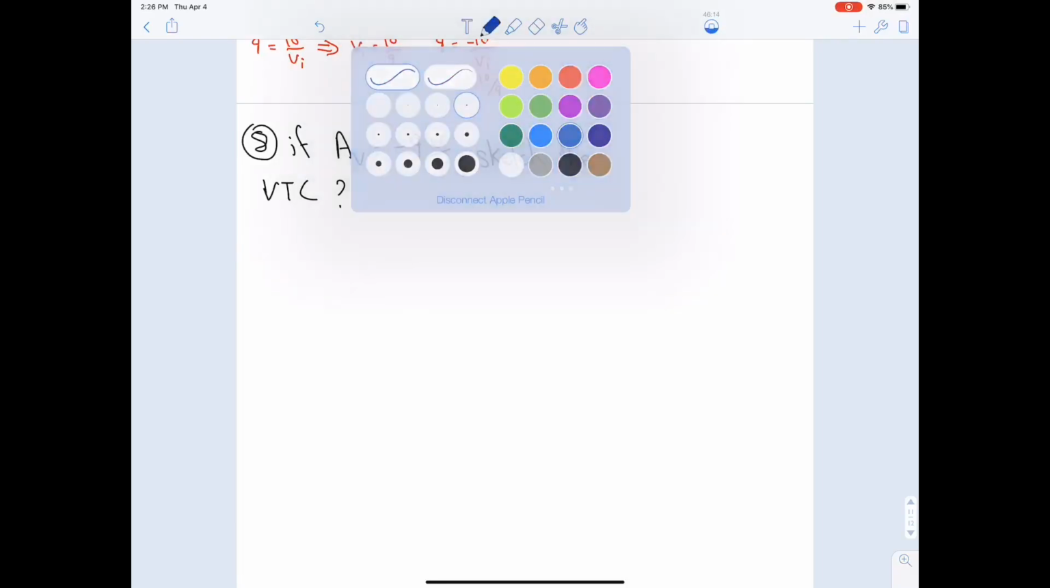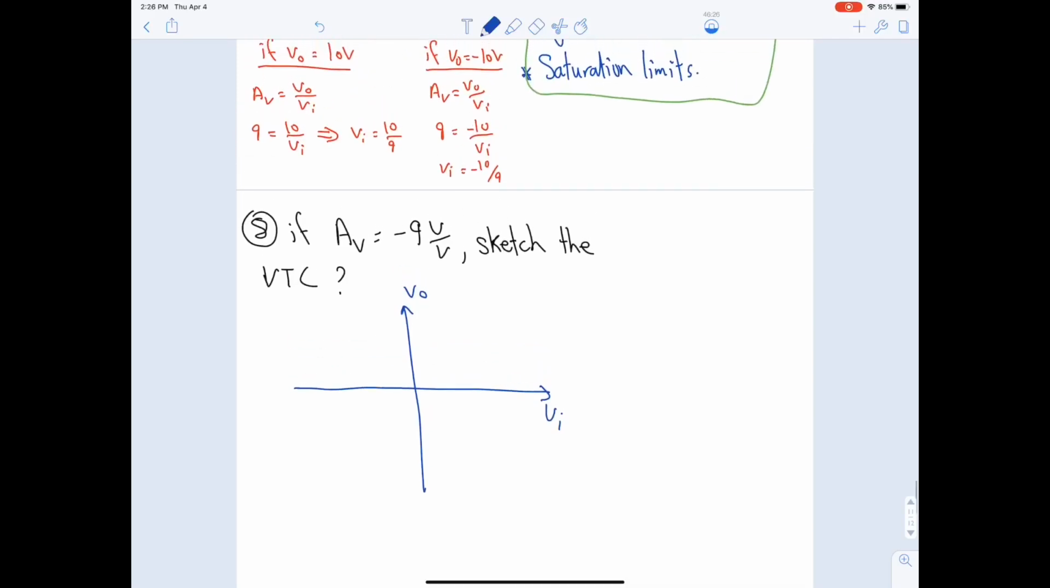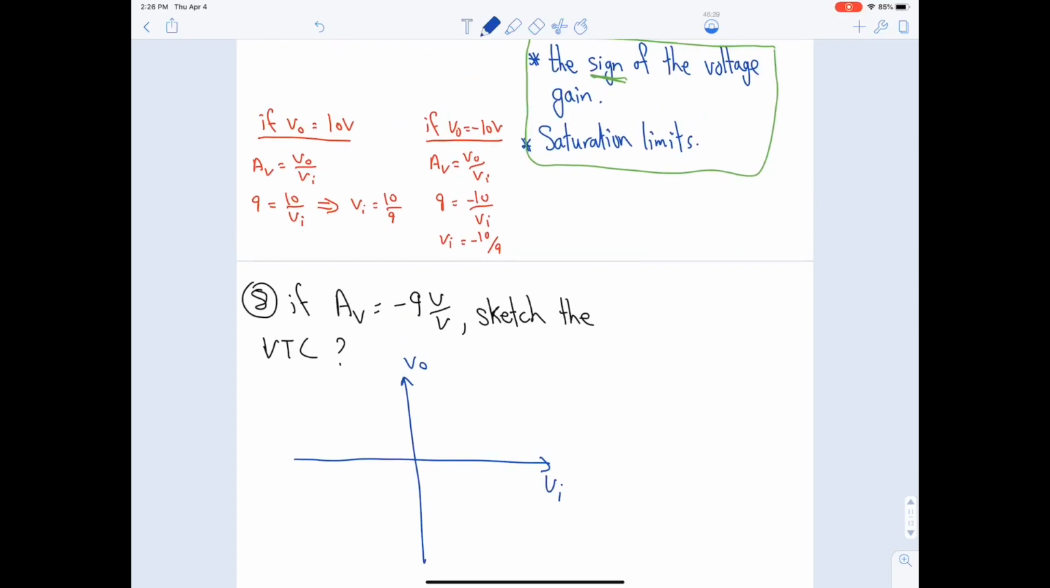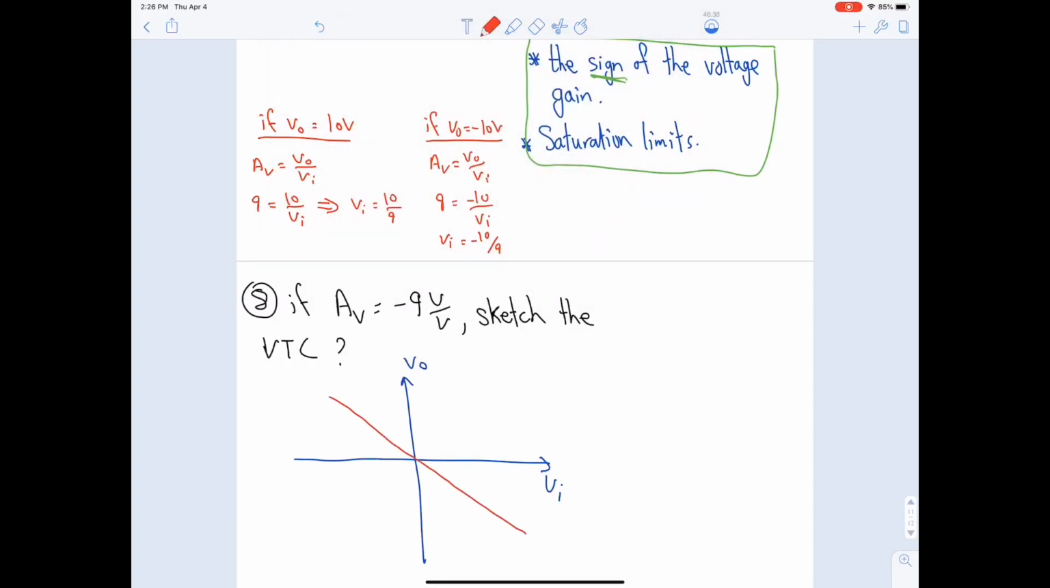Let's start drawing the VTC. It's V output with respect to V input. Now we said in order to draw the VTC, we need to focus on two things: the sign of the voltage gain and the saturation limits. What's the sign of my voltage gain? It's negative 9, so it will be in this direction, right? And the saturation limits are the same, 10 and minus 10. The x value here is minus 10 over 9, and the value here is 10 over 9.